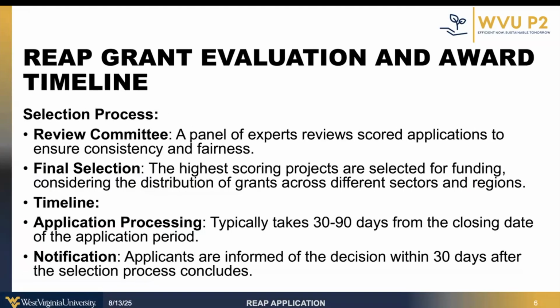Once applications are scored, a review committee ensures fairness and consistency. From there, the highest scoring projects are selected for funding. USDA also tries to balance funding across sectors and regions. Timing-wise, application processing usually takes 30 to 90 days after the submission window closes. Once selections are made, you will be notified of the outcome within 30 days. So expect the full process to take around 2 to 4 months from the date you submit.